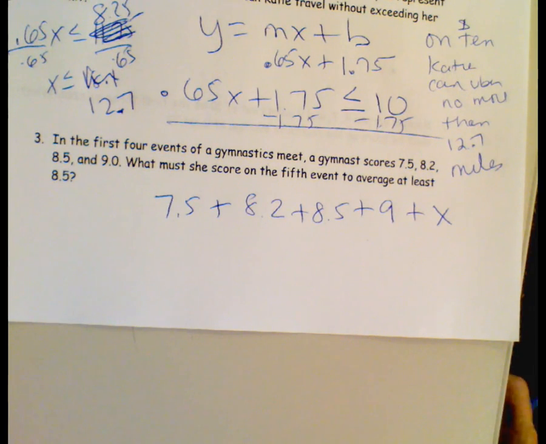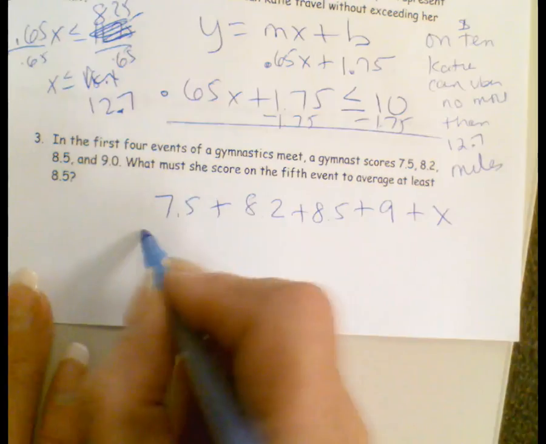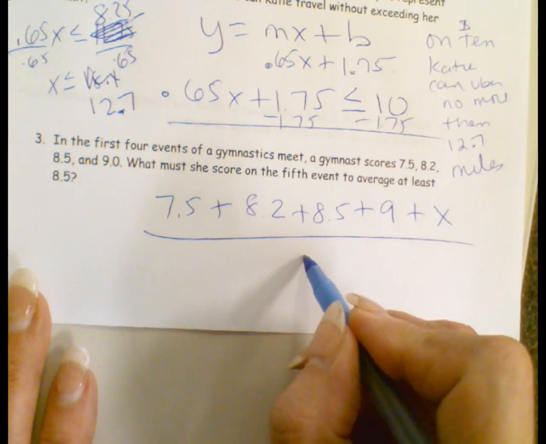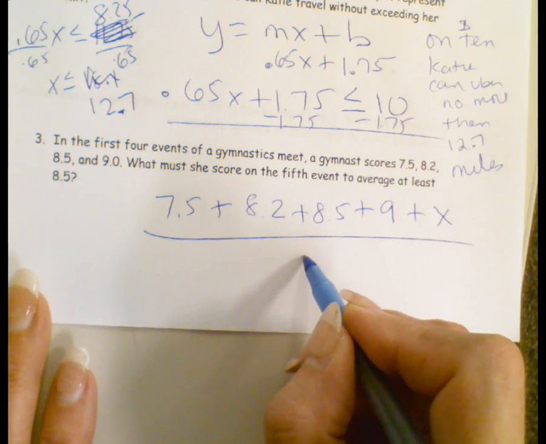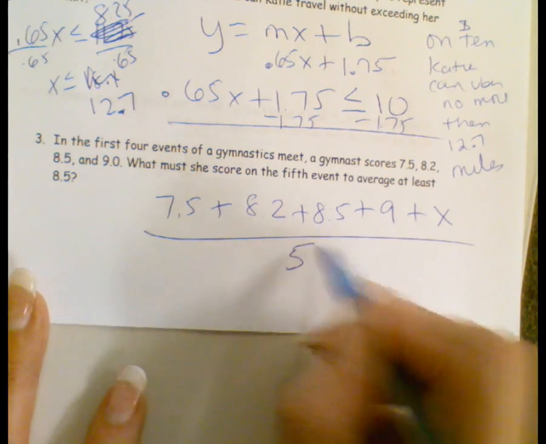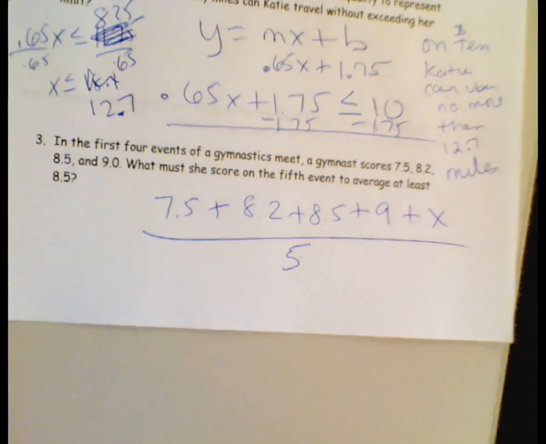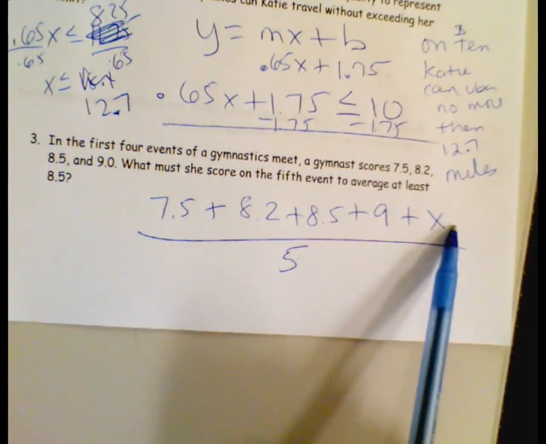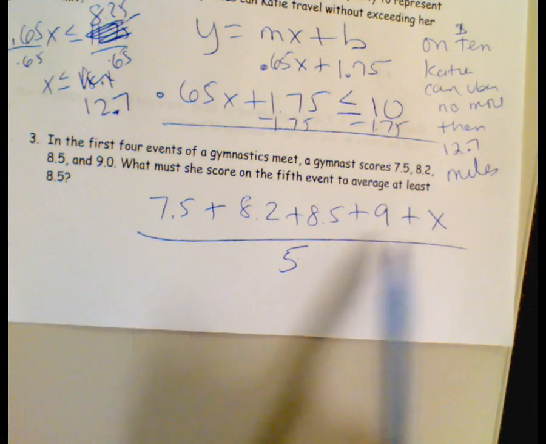Someone help me out. What should I do here? What should I divide this by? Should this be 4 or 5? How many events are there? 5. There are 5 events. We have an x representing our 5th one. Do you guys see that? We have an x representing our 5th one.